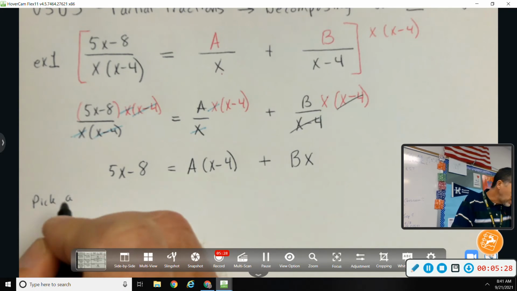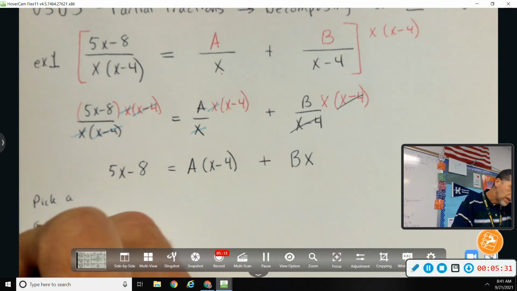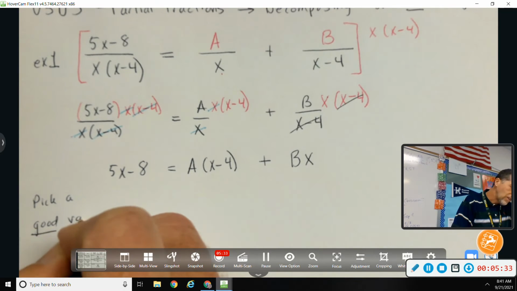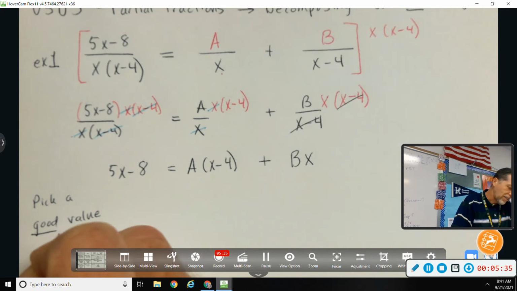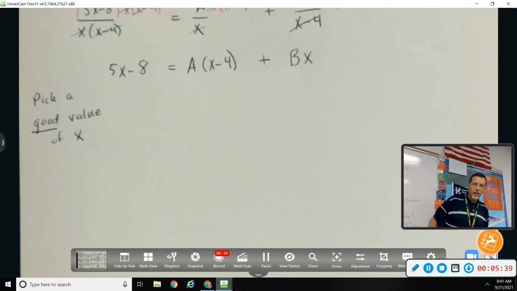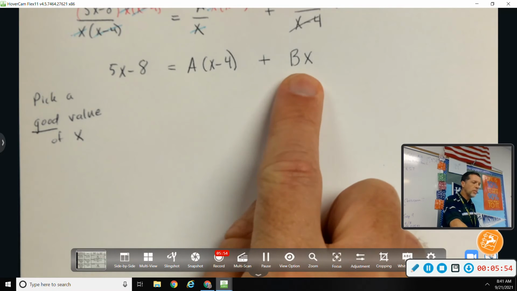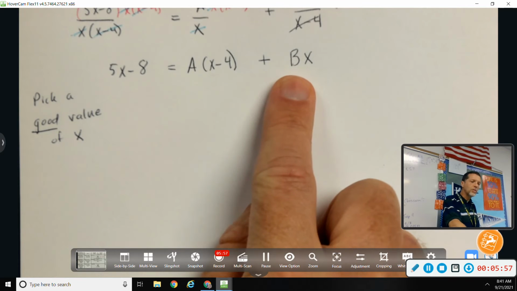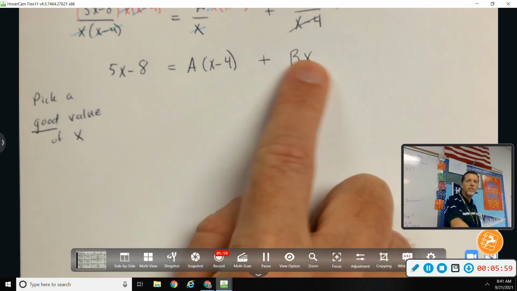So I get to pick any value of x that I like, but there are some good values of x and there are some not so good values of x. So we're going to pick good values. Why 0? Because it's simple. But more specifically, 0 is not always a good pick. It is a good pick for this one, though. It'll cancel out the b. So let's pick x equals 0, because that'll get rid of that term.